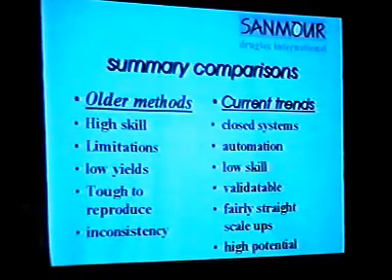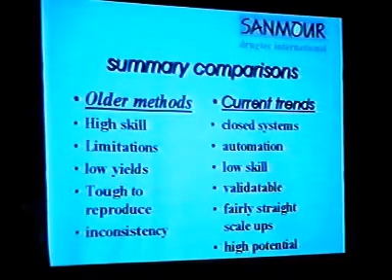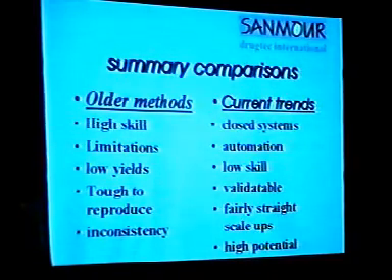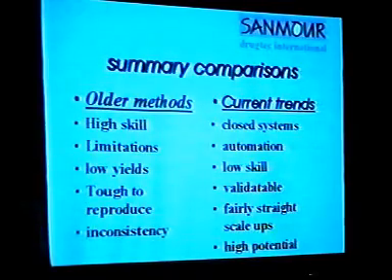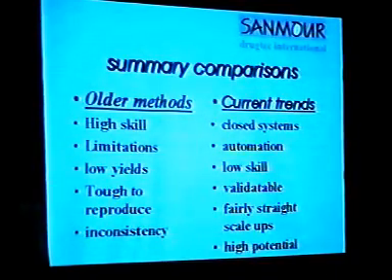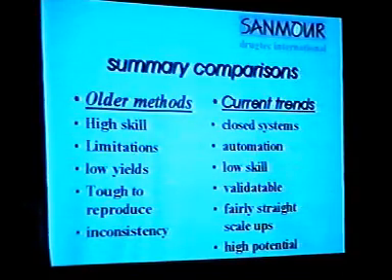Now let's do a fast summary comparison between the older methods and the current trends. You see that in the older methods, that is the conventional coating pan method and a micronization method, a high level of skill is required. It's highly limited. There are often low yields. It's very tough to reproduce, and of course, there is inconsistency. Whereas in the fluid bed process, the newer trends, you see they are closed systems. They are fully automated. A very low level of skill is required. They are fully validatable. And often the scale-up is fairly straightforward if you have done your homework in the bench level R&D properly. And then of course there is a very high potential.